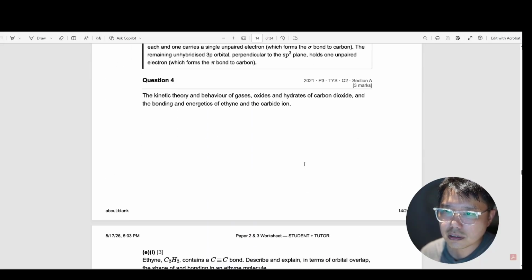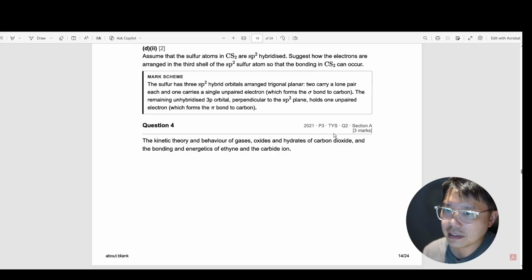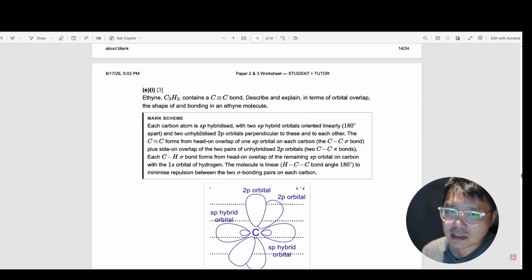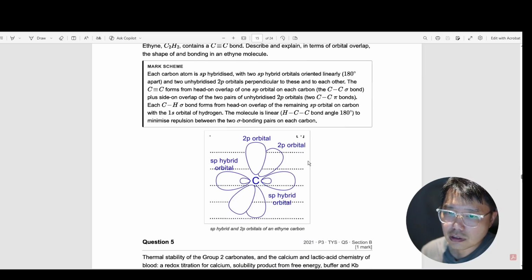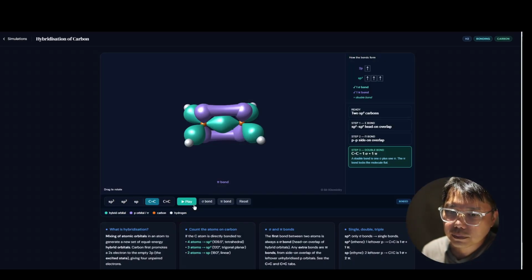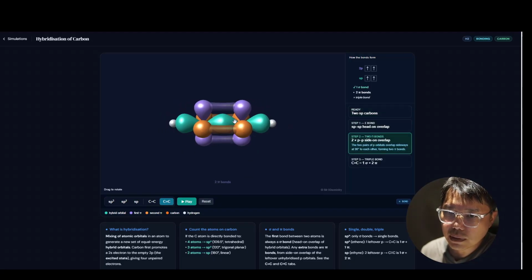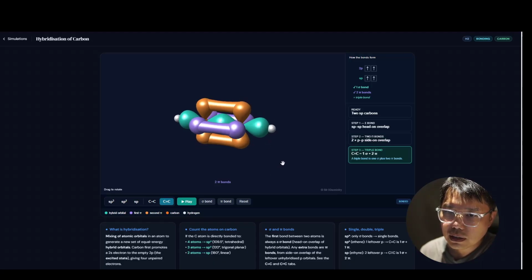Okay, so this question is from 2021, paper 3. We are talking about ethyne, C2H2. So it has a C triple bond C. Describe and explain in terms of orbital overlap the shape and bonding in ethyne. So you can actually draw out the hybrid orbitals like what we saw earlier. So ethyne forms the sigma bond and the 2 pi bonds. So you just draw it out and label it.